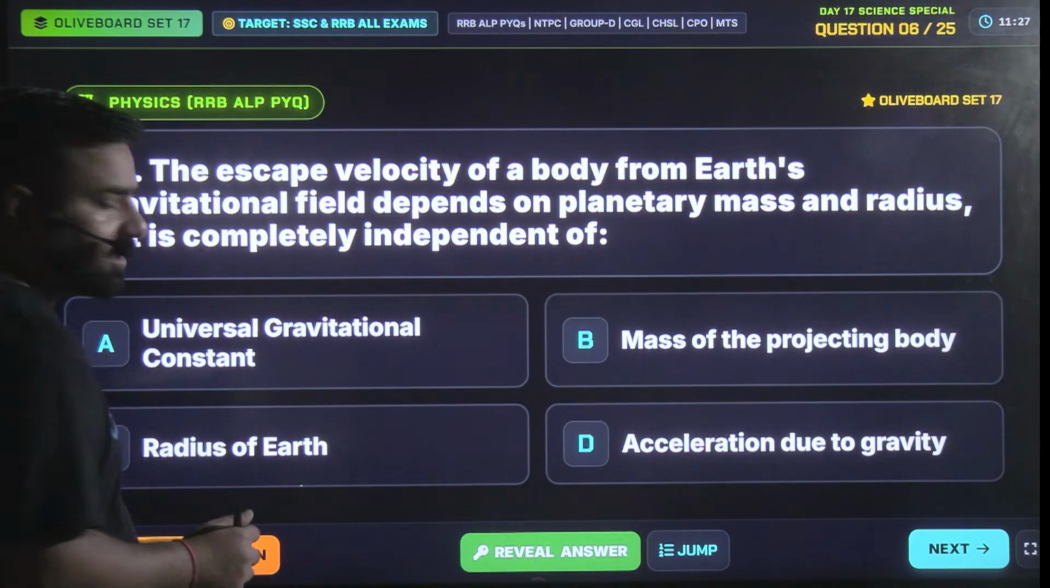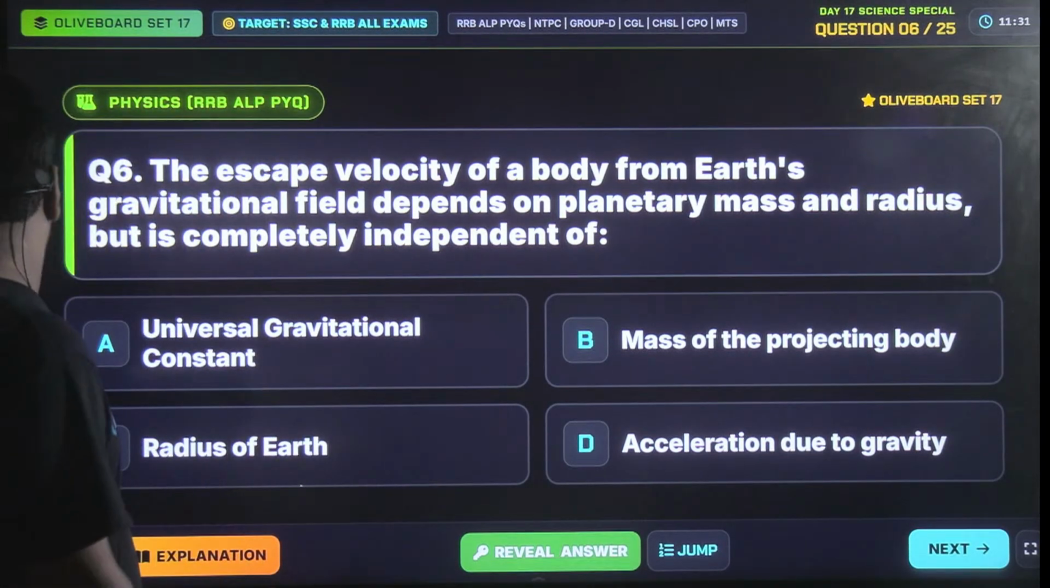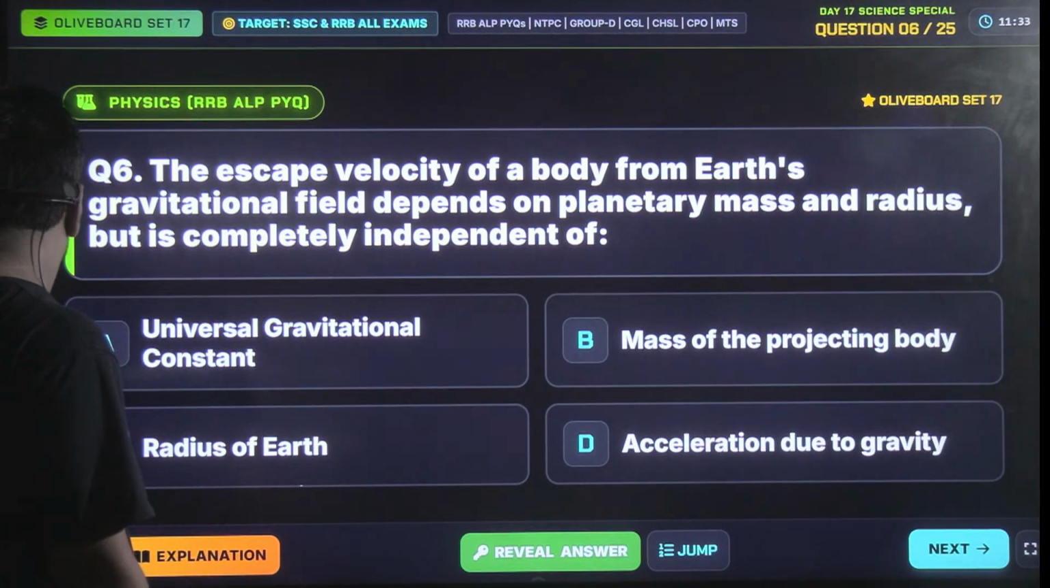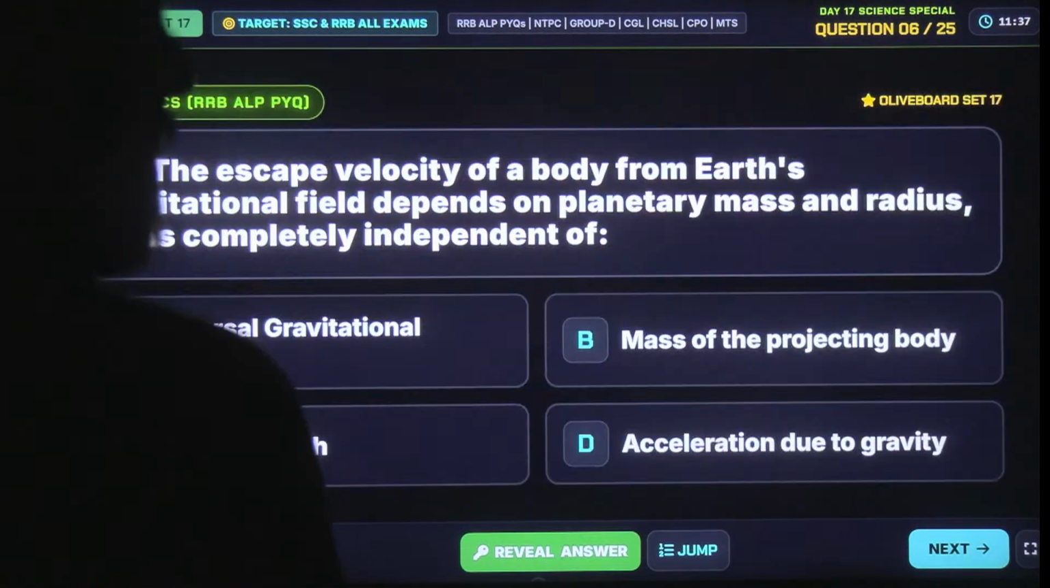Guys, I need to turn off this light for a while. Will it be okay? Is it clearly visible to you people? One minute, guys. I need to turn off this light for some reason.